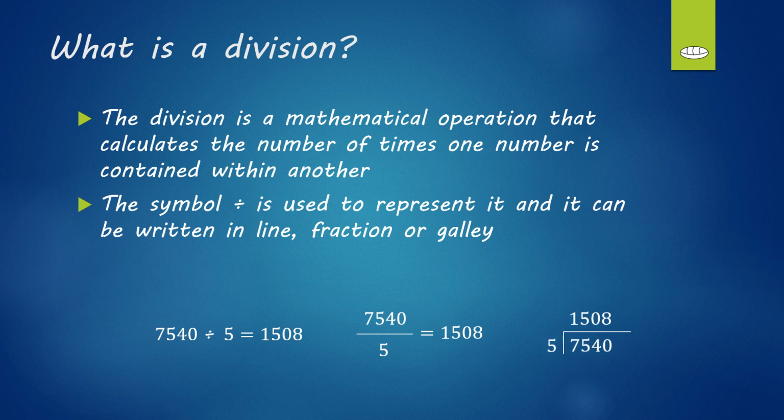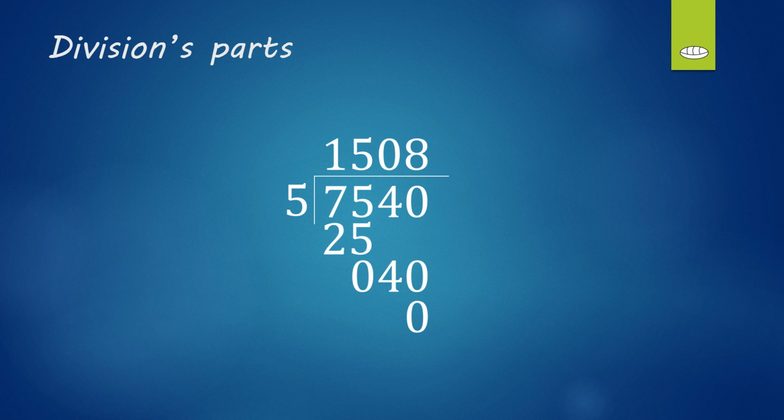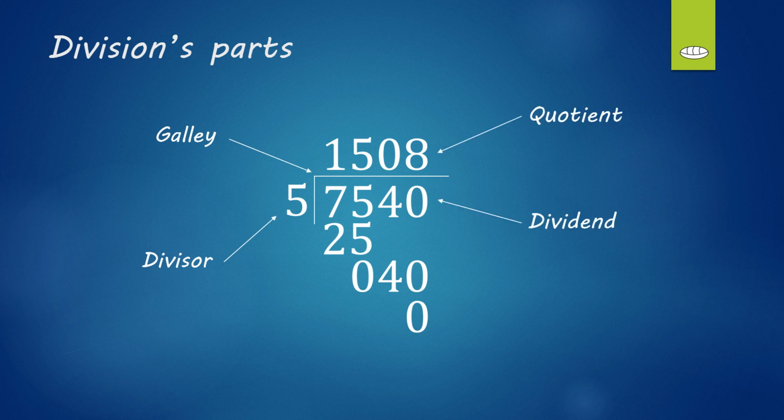The parts of a division are as follows. The galley that is formed by two perpendicular lines. The number outside is the divisor. The number inside is the dividend. The result of the division is known as quotient and is written above the galley. Remainder is the last number obtained after doing the division.